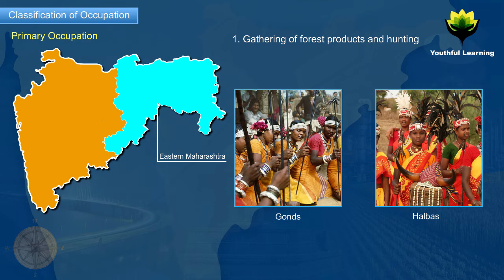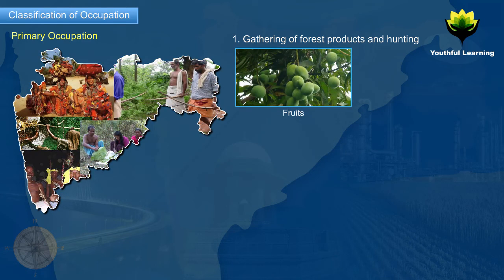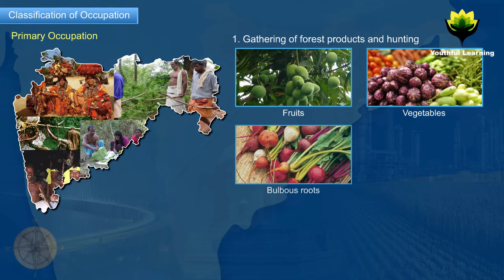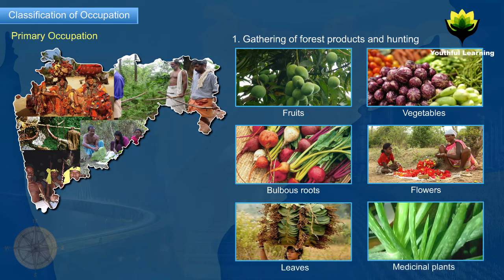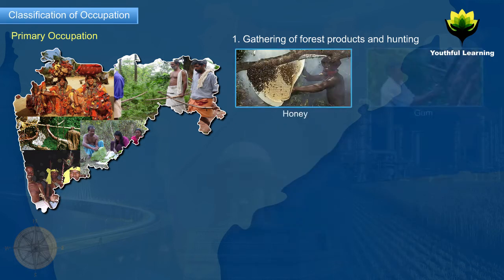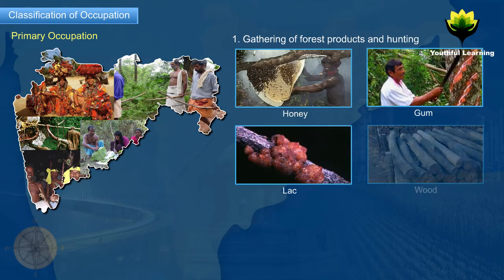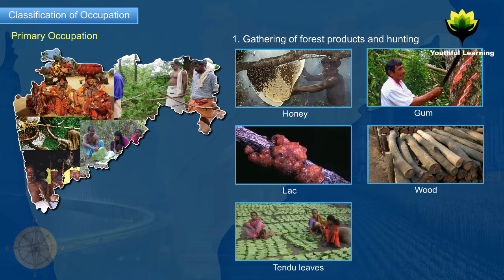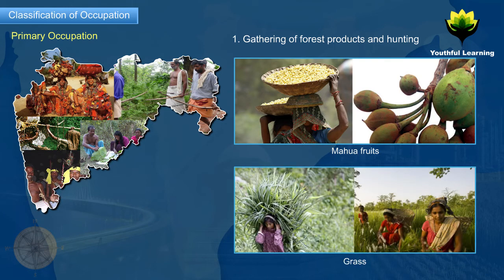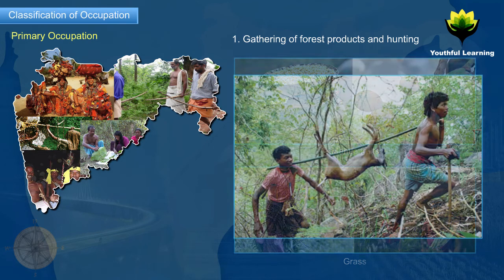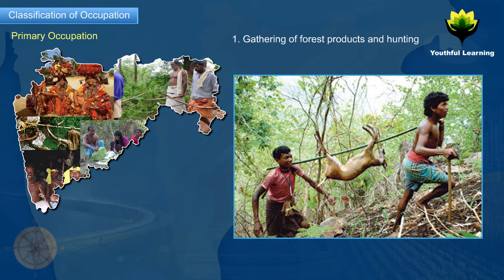These tribes earn their livelihood by gathering forest products such as fruits, vegetables, bulbous roots, flowers, leaves, medicinal plants, honey, gum, lac, wood, tendu leaves, targolas, mahua fruits, grass, etc. Few tribes also hunt to earn their livelihood. However, hunting is legally banned.